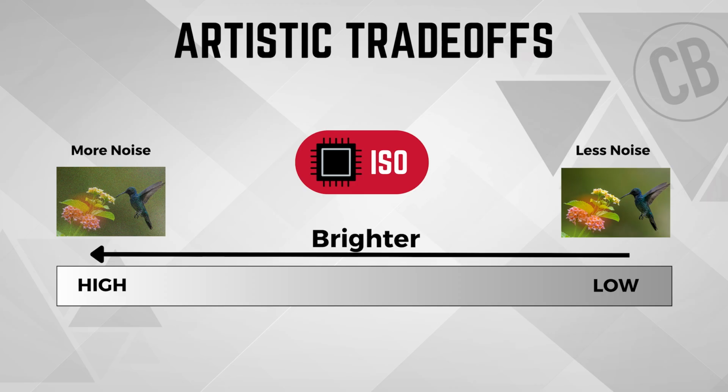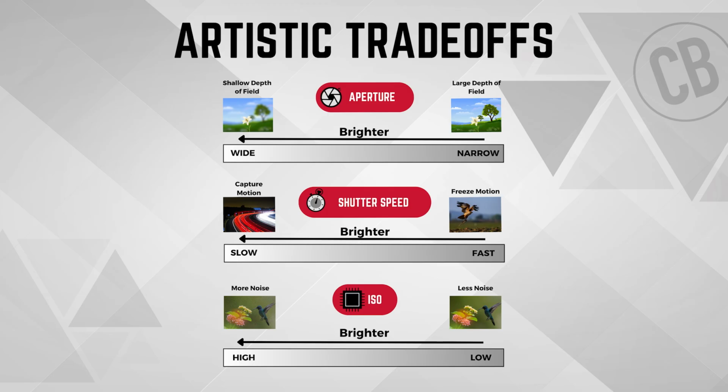And last, the trade-offs of ISO. With ISO, a low ISO is going to avoid noise in our image, but it's going to be dark. And sometimes we're going to need to raise that ISO for a brighter image, but that may lead to a grainier or noisier looking photo. Those are all the trade-offs of the exposure triangle.